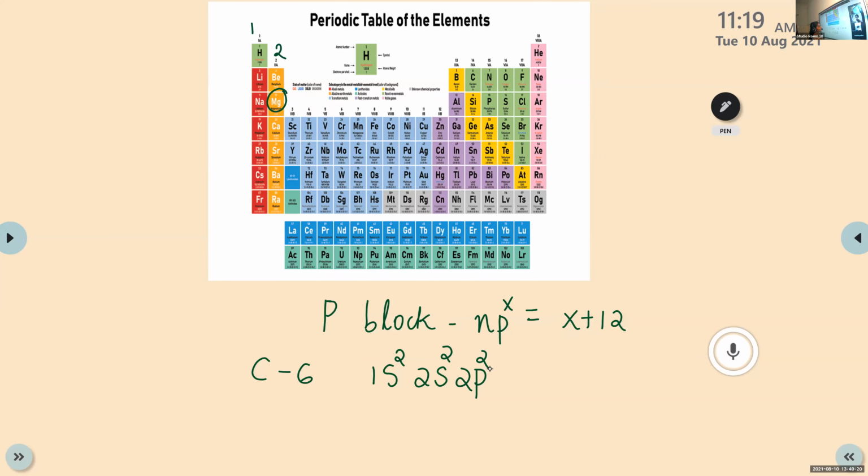Here the equation to find out the group number is x plus 12. This is considered as x, so 2 plus 12, and the group number is calculated as 14. Then you can check the position of carbon in the periodic table: 1, 2, 3 up to 12, this one is 13, this one is 14. The position of carbon is here. It belongs to the 14th group.